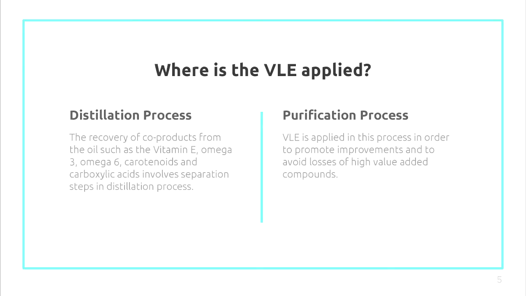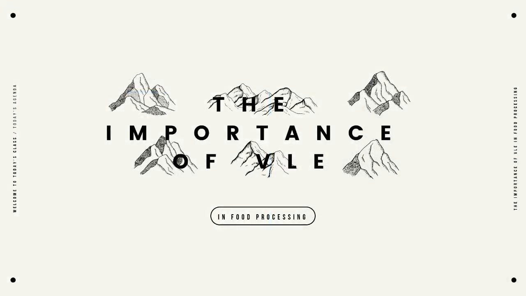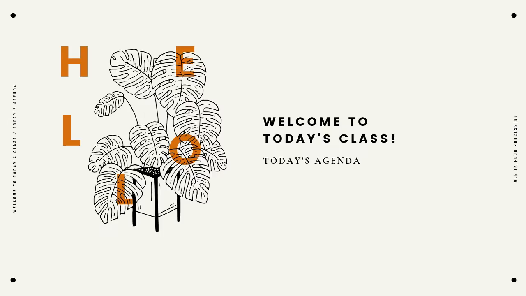VLE is applied in this process in order to promote improvement and to avoid losses of high value added compounds. So these two processes are involved where the VLE is applied. So for the conclusion, the application of VLE is shown as a key point in the decision making of operational conditions in the food industry. Okay, there is the importance of VLE in food processing.